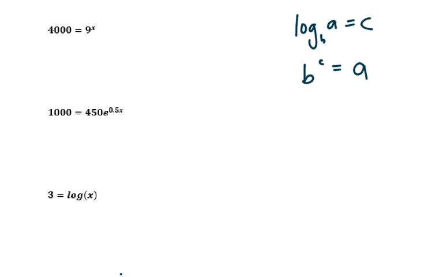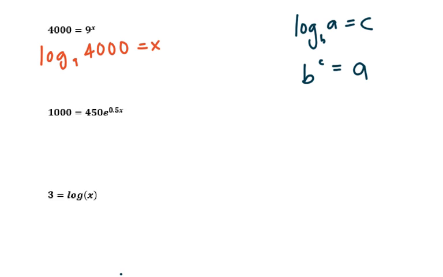So we're going to start out with this first one. We have 4,000 equals 9 to the power of x. We are going to rewrite this using this relationship here. If we were to rewrite this in logarithmic form, we are going to have log base 9 of 4,000 is equal to x. We can put this directly in our calculator to solve for x.